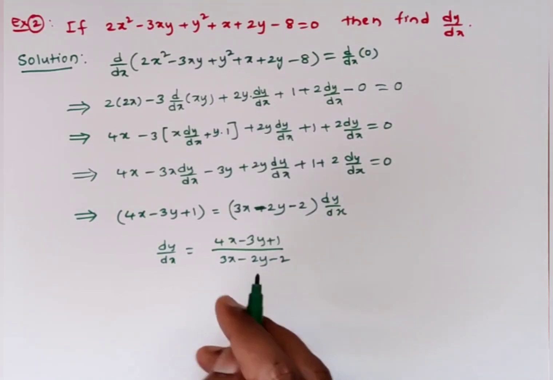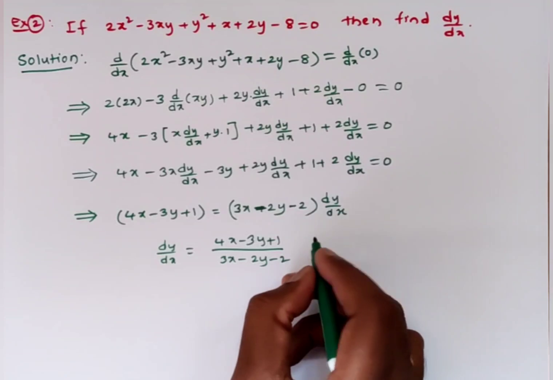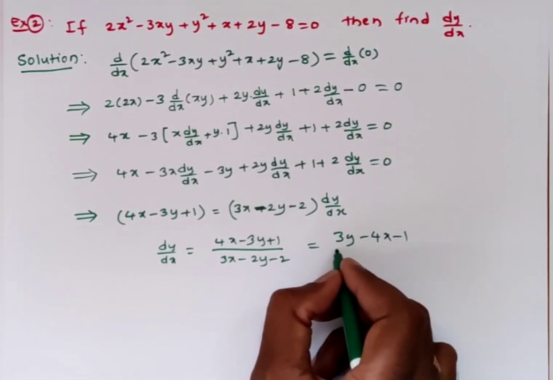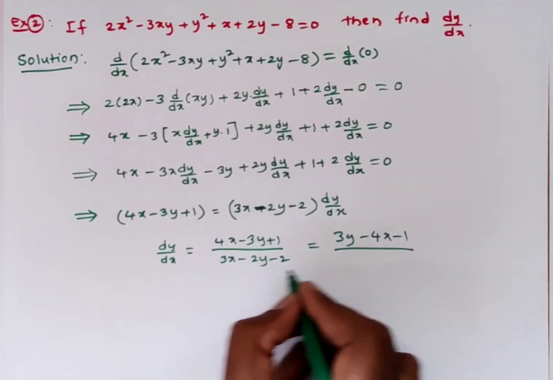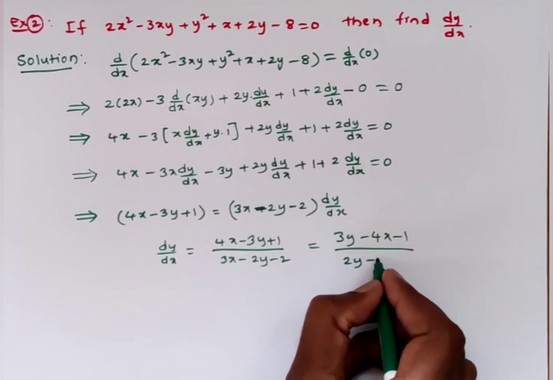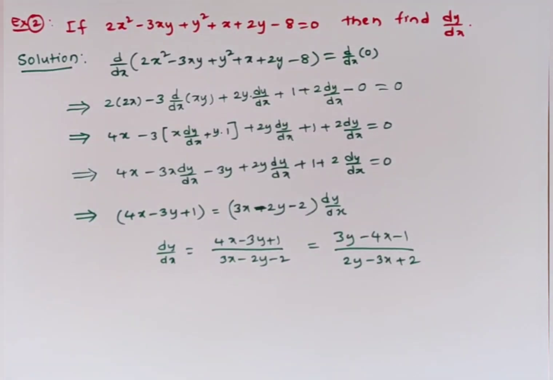So the derivative of this with respect to x is this, or you can write it by taking minus common this way, or we can express this as 3y minus 4x minus 1 divided by 2y minus 3x plus 2, where the positive becomes negative and the negative becomes positive. Both the things are the same.